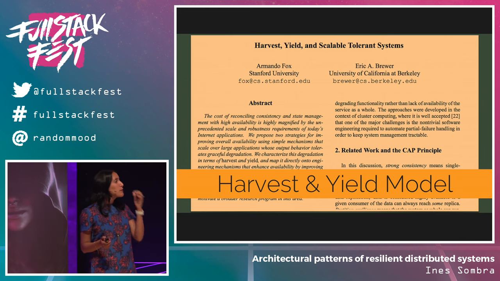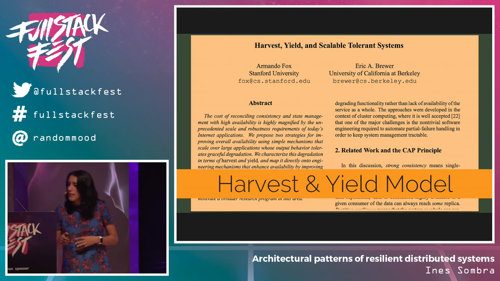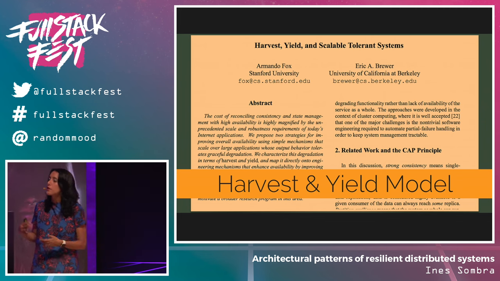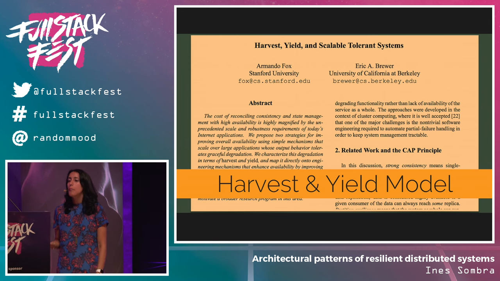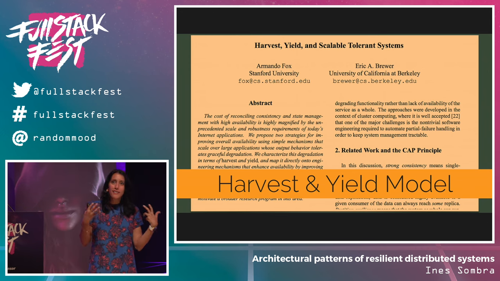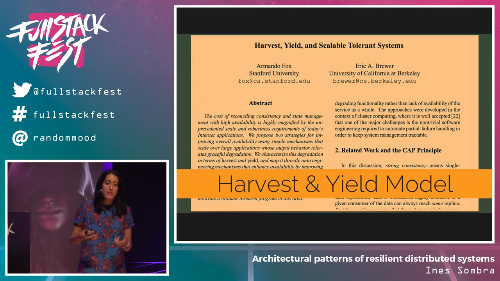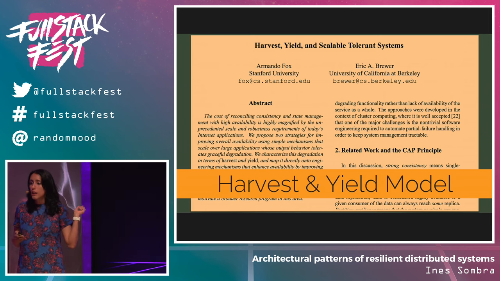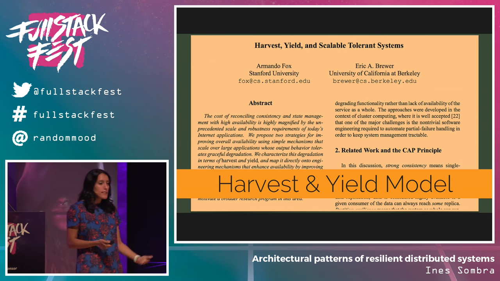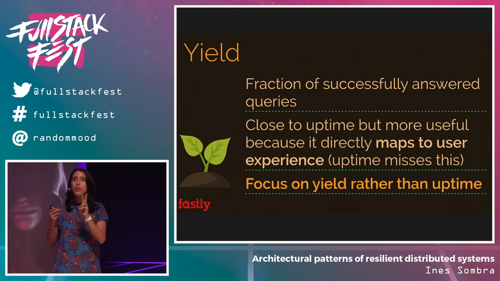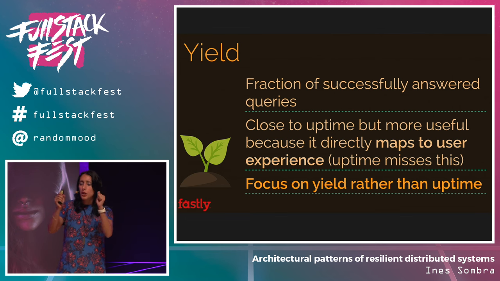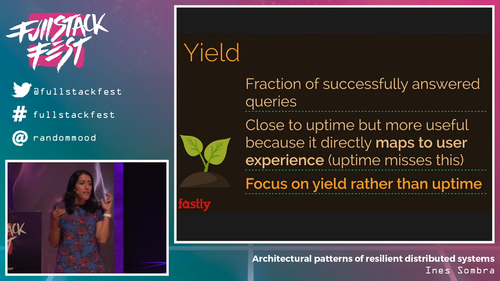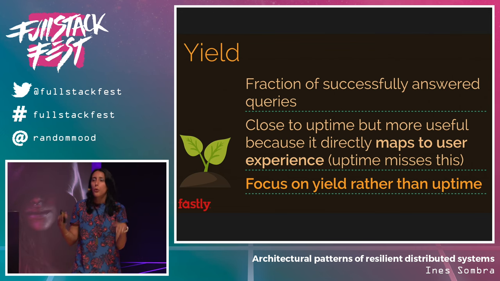So this paper came about in 1999, and it formalized a lot of the concepts that we use right now to build our applications. Some of these you're going to say, duh, but they were discussed, and the patterns that we use now were first formalized in this paper. This came out of Berkeley. It has two concepts that are used to describe the behavior of a system. You have yield, and yield is the fraction of the successfully answered queries.